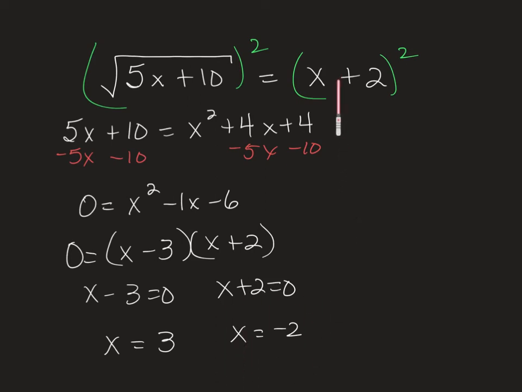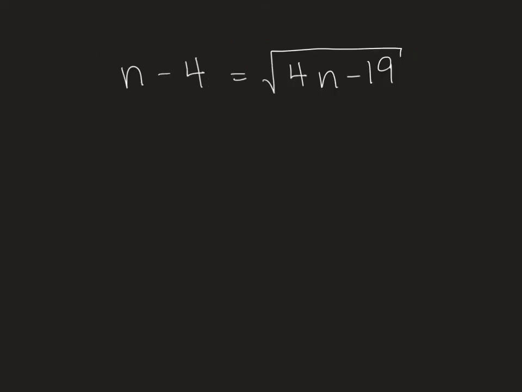Again, do some mental math. -2 plugged in here is going to give me 0. And lucky for me, when I plug it in over here, I also get 0. So -2 is good. If I do 3, I get 5. So that's 15 and 10. That gives me 25. The square root of that is 5. So both 3 and -2 are the answers. Give this one a try.